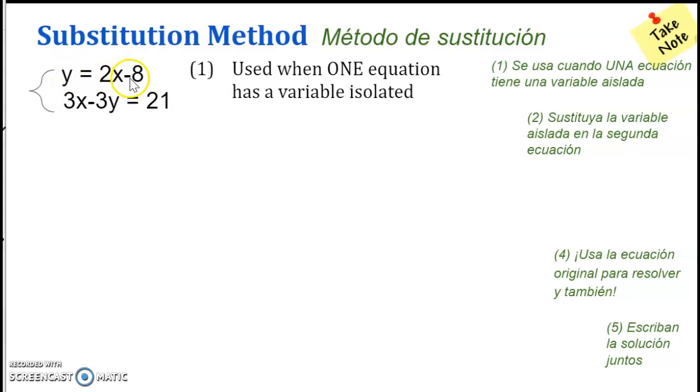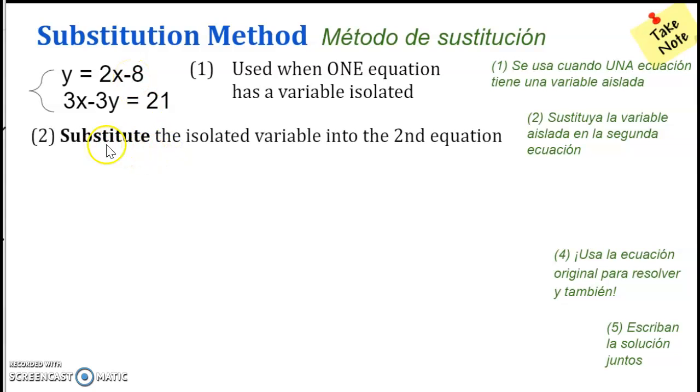Then y is equal to 2x minus 8. That means y has the same value as 2x minus 8. So every time I see a y, I can think of it as 2x minus 8 instead. So you substitute the isolated variable into the second equation, and that is the 2x minus 8. Every time I see a y, I am going to replace it with 2x minus 8. So that's my second equation, but with the y substituted.